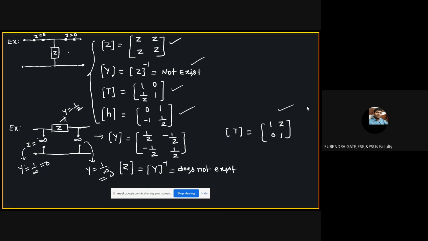Then what are the H parameters? What about the H parameters of this network? The H parameters of this network are Z1, minus 1, 0. Okay, this is for the T network and this is for the H parameters. This is T parameters, this Y parameter. Which parameters do not exist? Z parameters do not exist for a series branch. Clear, students? Any doubt?